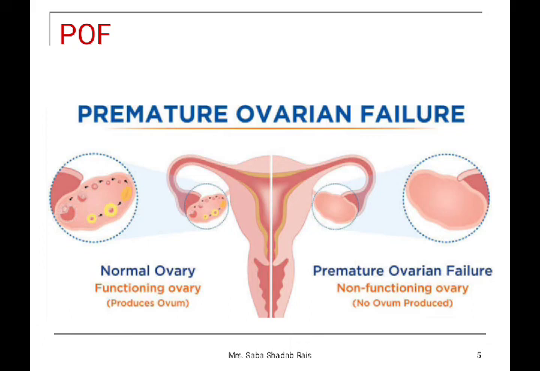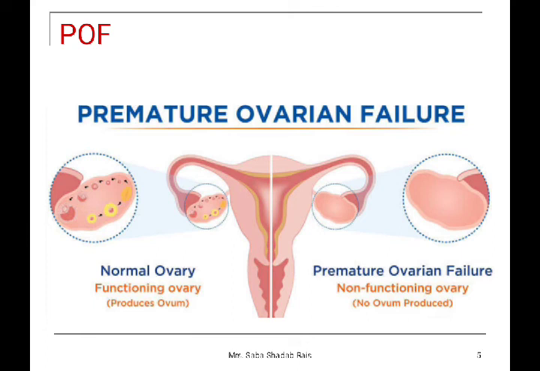Women with this condition have a higher risk of thinning of bones, that is osteoporosis. She may also face the problem of multiple fractures, especially of the wrist and hip, due to reduced bone density. She may also face diabetes, heart disease, depression, or anxiety.